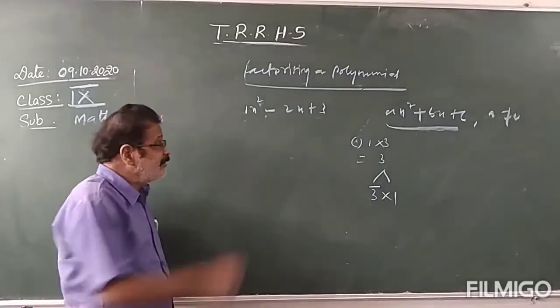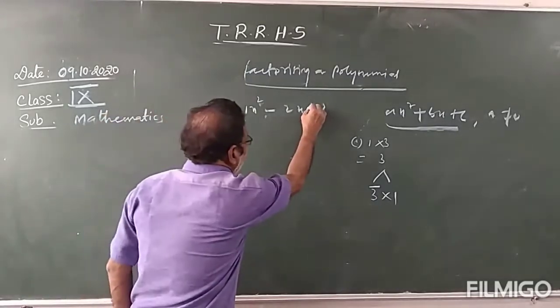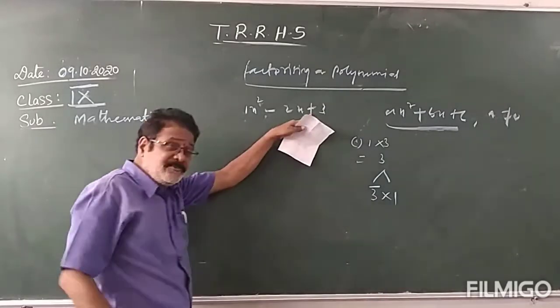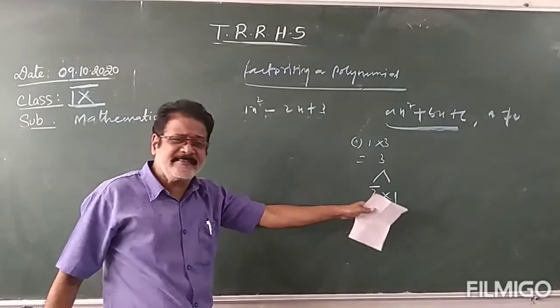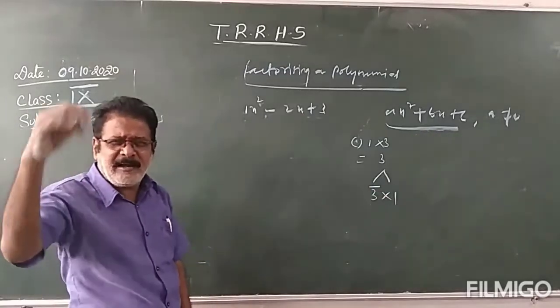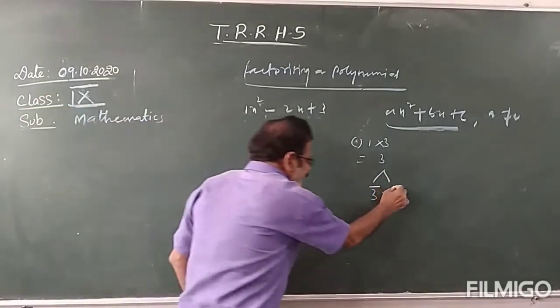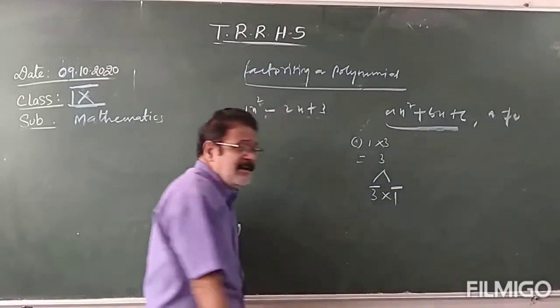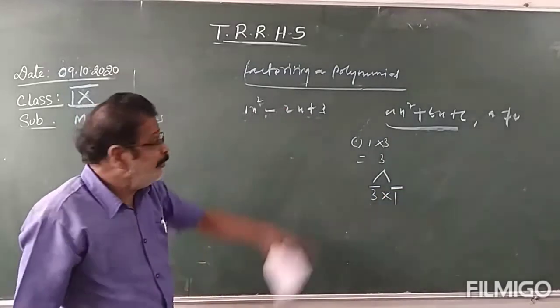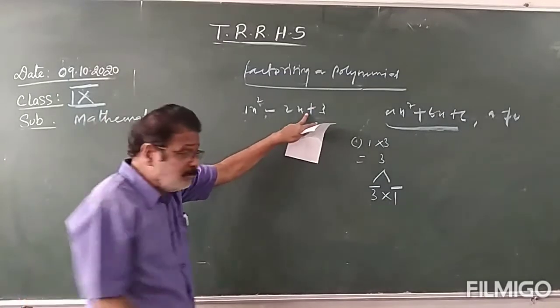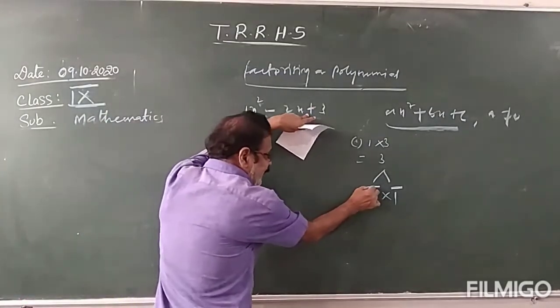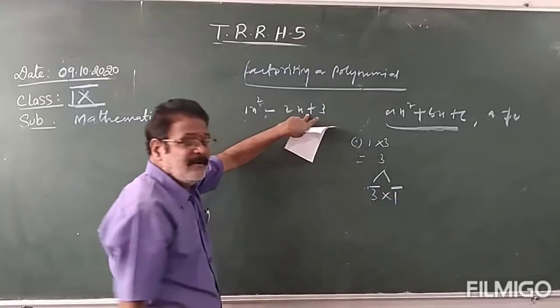How can you allot? See the constant. The constant is what? Positive. If the constant is positive, give the same sign. Allot the same sign as that of the greater factor. Whatever sign is allotted to the greater factor, the same sign is allotted to the smaller one also, when the constant is positive.